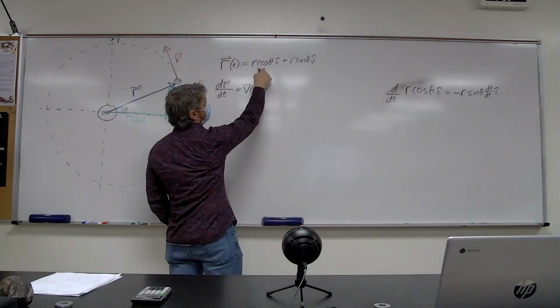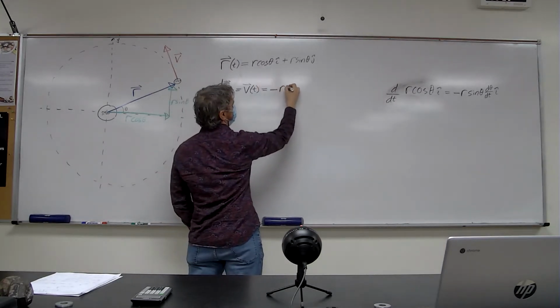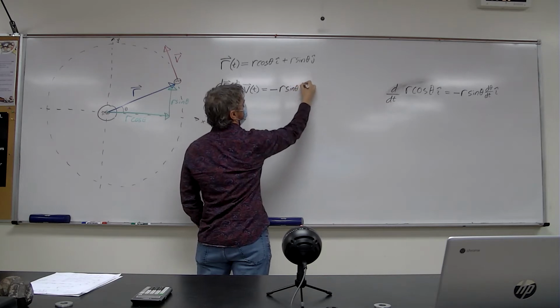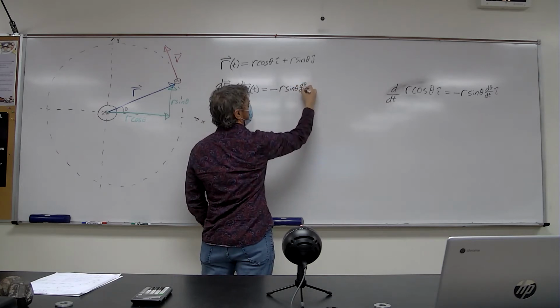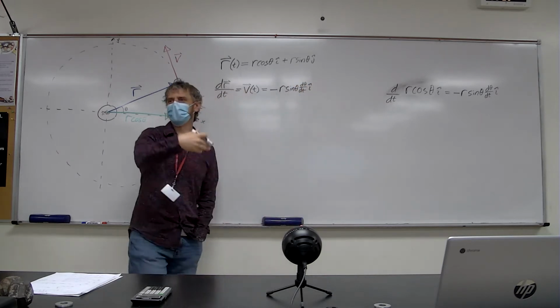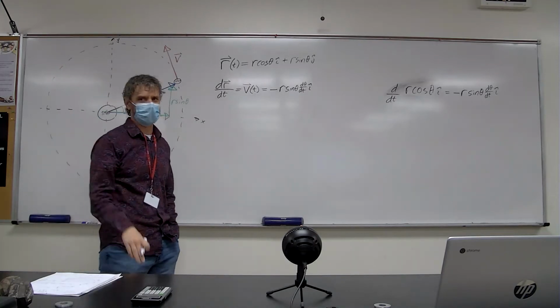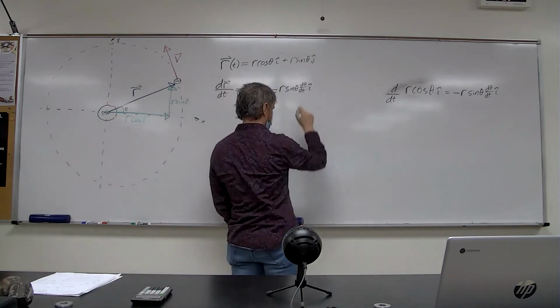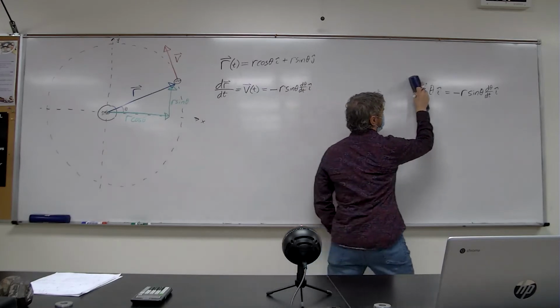So I end up, the derivative of this is going to be negative r sine theta d theta dt times i hat. And you can put the d theta dt on the outside. That's fine too. And then what happens when I do the derivative of the right side? What do I get?